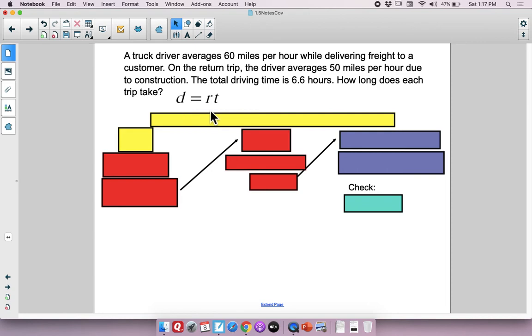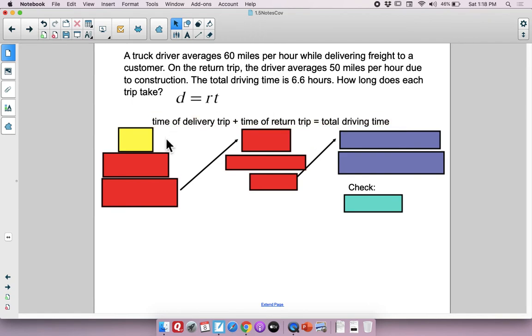And I know distance equals rate times time. Okay, so what am I solving for here? We know the total driving time, and we know the rate, right? So what we don't know is... well, we do know total time, 6.6. But we know that's made up of what? The time for the delivery trip and the time for the return trip.